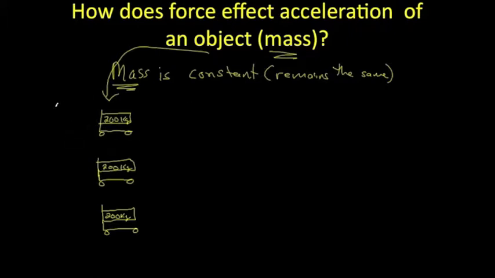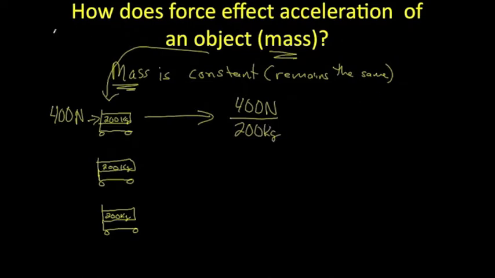Let's assume that the first time we push the cart, we use 400 newtons of force. The cart is going to accelerate towards the right. Calculating this, we would calculate 400 newtons of force divided by 200 kilograms. Now, where do I get that from? We get it from the formula triangle for Newton's second law.